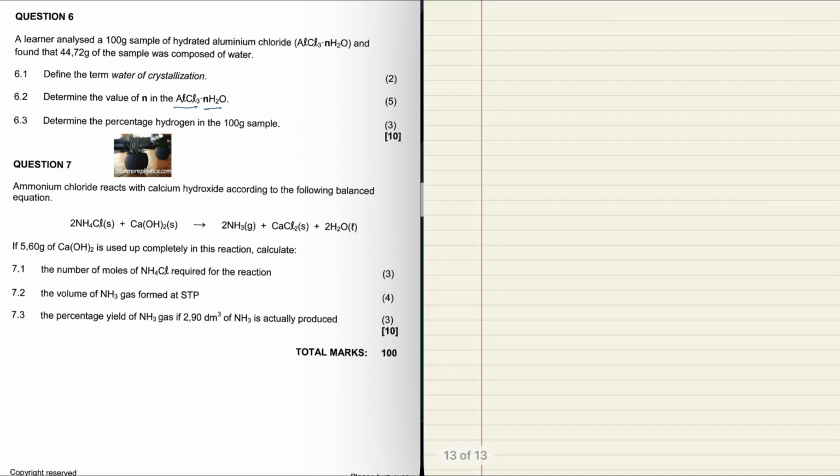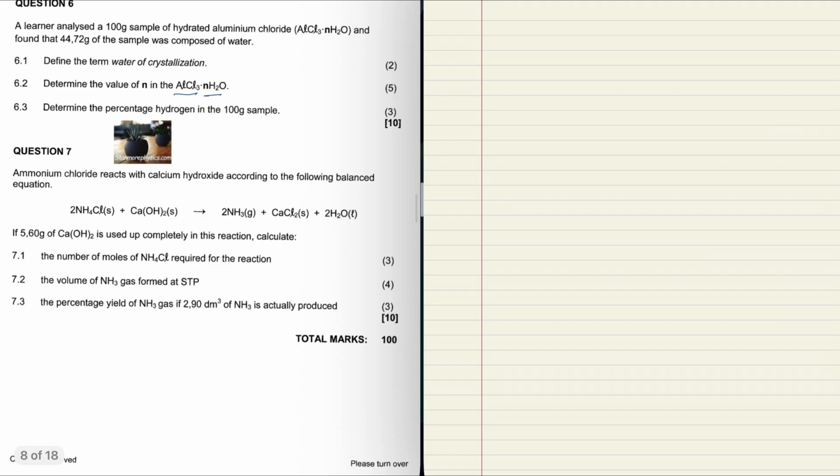Now, question number 7. Ammonium chloride reacts with calcium hydroxide according to the following balanced equation. So we have that reaction. If 5.6 grams of calcium hydroxide is used up completely in this reaction, calculate the number of moles of NH4Cl required for the reaction. So 7.1, we're going to calculate the number of moles of calcium hydroxide. So number of moles is equal to mass divided by molar mass. So 5.6 divided by, the molar mass of calcium hydroxide is 74. 5.6 divided by 74 is 0.08 moles.